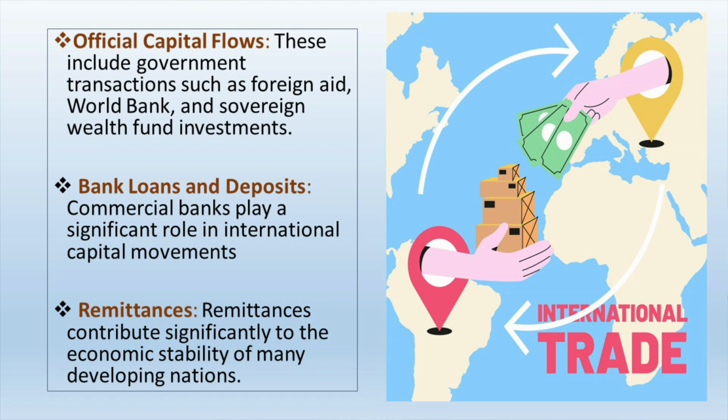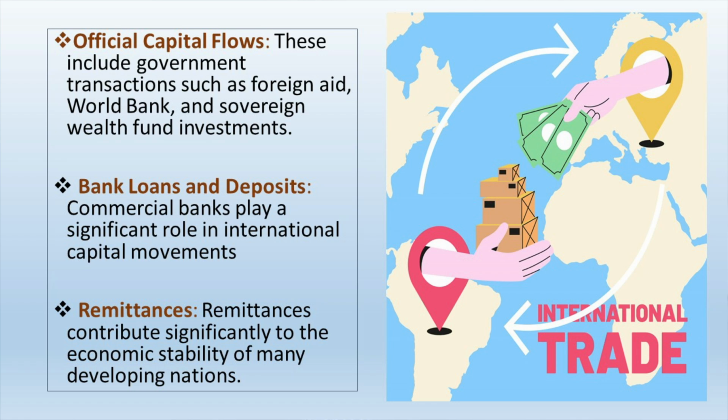Now, another important form of foreign direct investment is official capital flows. So this includes government transactions such as foreign aid, loans from international financial institutions like the International Monetary Fund and World Bank, and Sovereign Wealth Fund investment. So this is another popular form of capital flows.